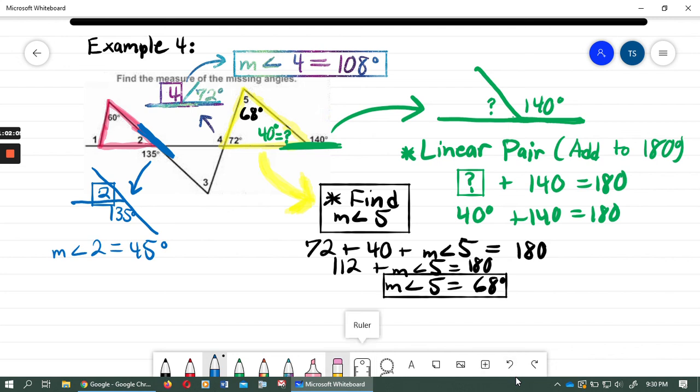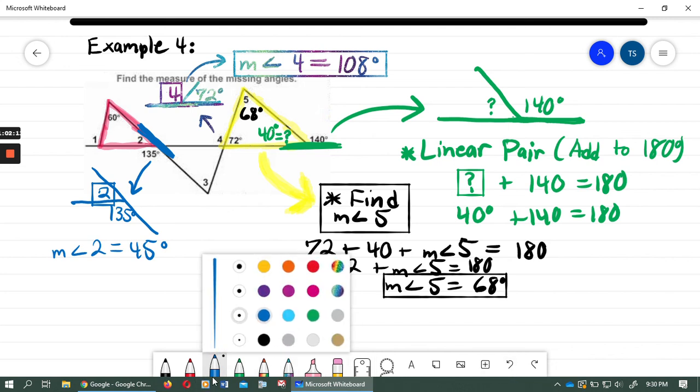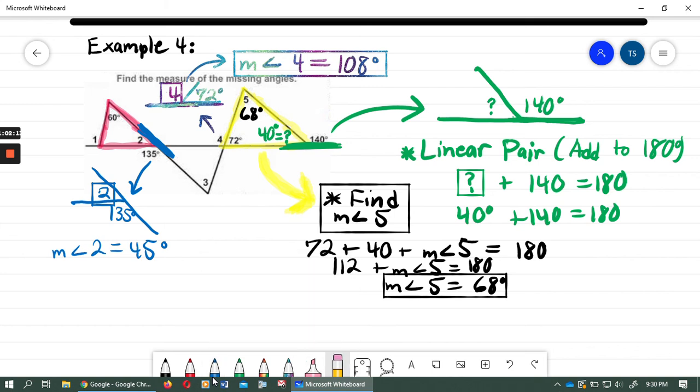That 45 just looks entirely too sloppy for me. I'm sorry, y'all. But we're going to have to redo it. There we go. That's better. So again, the measure of angle 2 is 45 degrees.